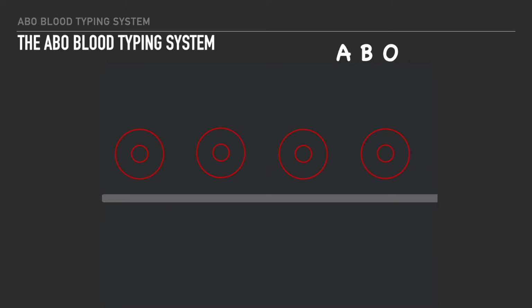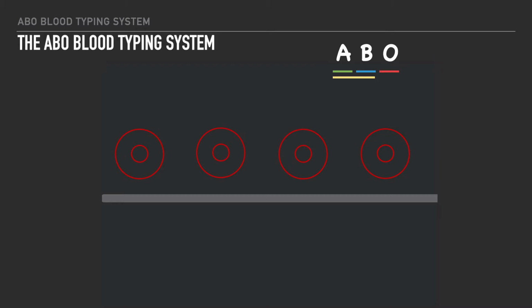So first, let's discuss why we call this the ABO blood typing system. We do this because each of these letters, the A, B, and O, represent the 4 different blood types that exist. Specifically, we have individuals who have type A blood, others who have type B blood, those who have type AB blood, and those who have type O blood.